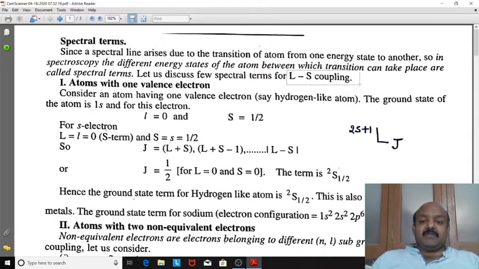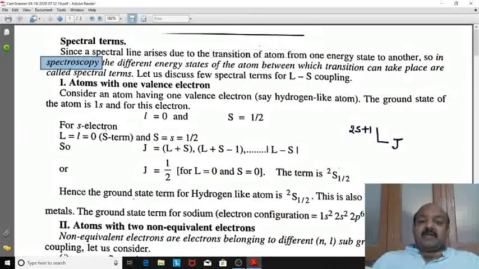LS coupling scheme and solved a few of the numericals related to LS coupling scheme. So, extending the topic to the next parts of the LS coupling scheme, here we will study about spectral terms. Spectral terms are very much important terms to be used in spectroscopy.